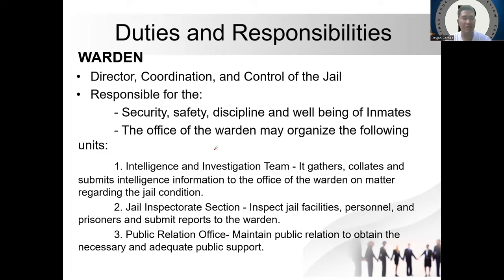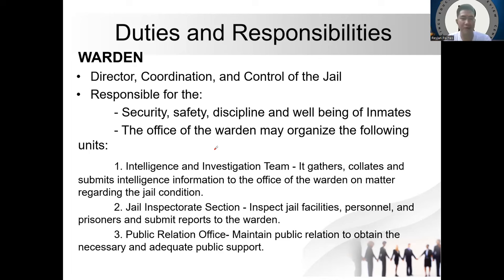Meron tayong intelligence and investigation team. Okay, so they are in charge to gather, to collate, and submit intelligence information to the office of the warden on matters regarding the jail condition. Kung ano ba talaga, kung may breach in security ba or may kailangan bang ayusin. Then of course, we have the jail inspectorate section naman, they are in charge sa mga facilities, prisoners, and of course, magbibigay rin sila ng report annually.